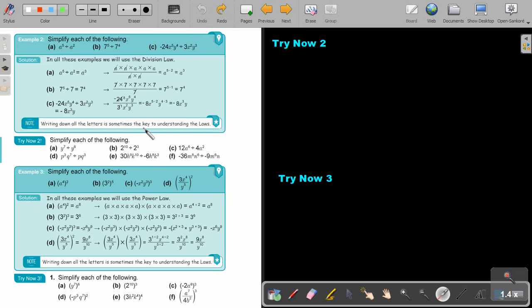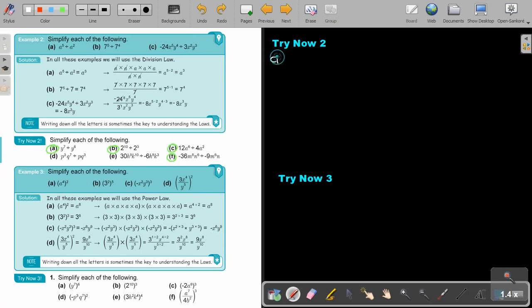So writing all the letters is sometimes the key of understanding the laws. So if you really struggle, write it out until you understand why we subtract. You can do number A, you can do number B, you can do again number C and number F. And again, you can stop the video and you can continue the video as soon as you are finished. Okay, let's start.